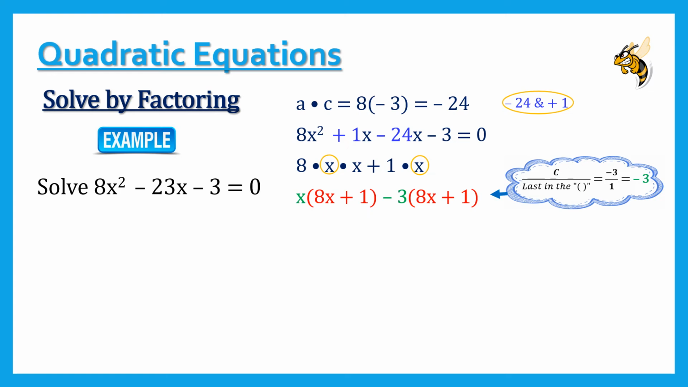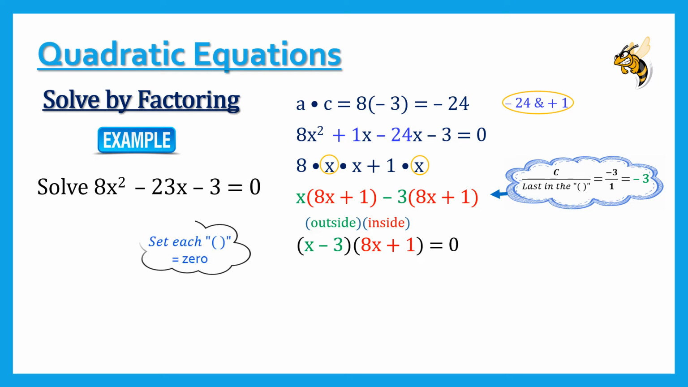Now, to finish off the factor, it's going to be outside times the inside. So the outside from left to right is x minus 3, and inside the parentheses is 8x plus 1. So now we're going to have x minus 3 times 8x plus 1 equal to 0. Now we need to set both parentheses equal to 0. So we're going to have x minus 3 equal to 0 and 8x plus 1 equal to 0.